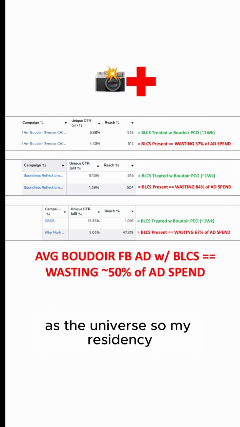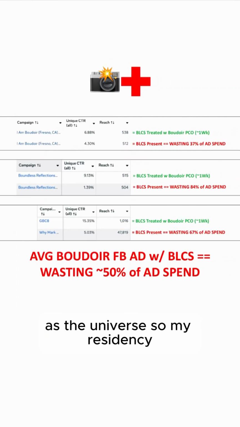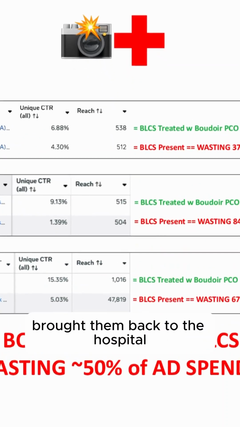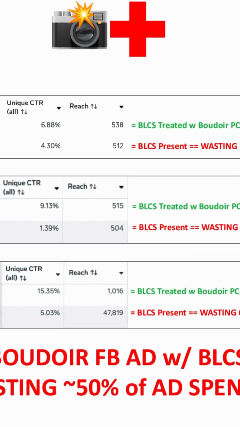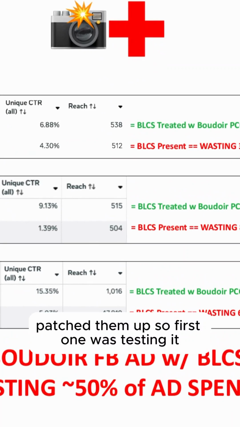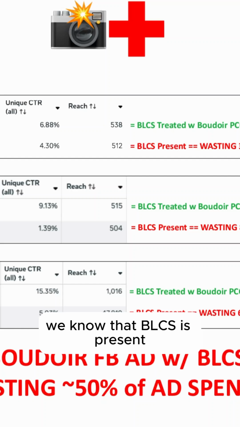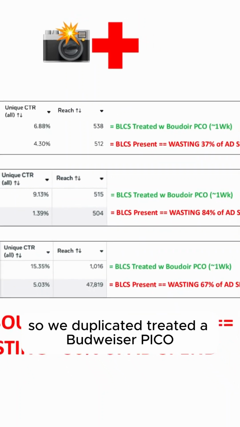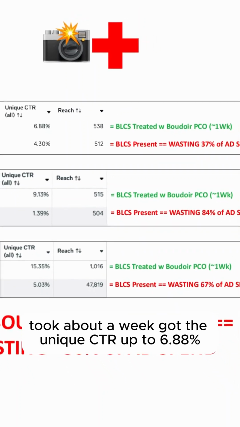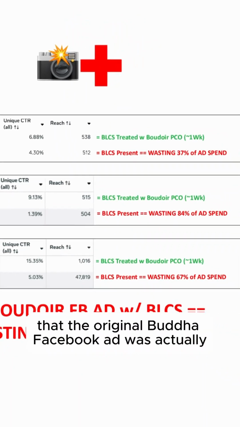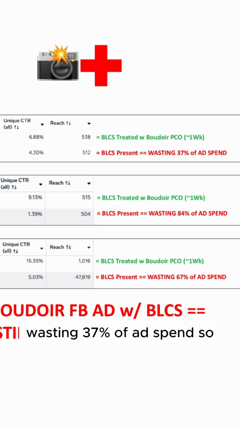That's the universe. So in my residency, I went in, found some Boudoir Facebook ads, brought them back to the hospital, tested them, patched them up. So the first one we tested, we found out unique CTR was 4.3%. Okay, when unique CTR is under 6%, we know that BLCS is present. So we duplicated, treated with Boudoir Pico, took about a week, and got the unique CTR up to 6.88%. So we found out that the original Boudoir Facebook ad was actually wasting 37% of ad spend.